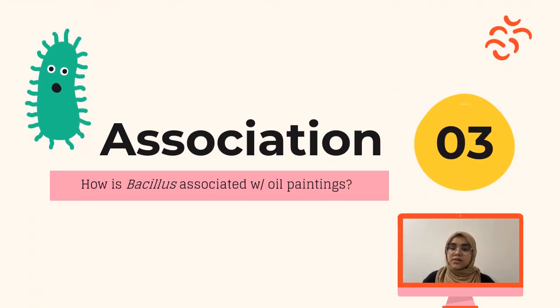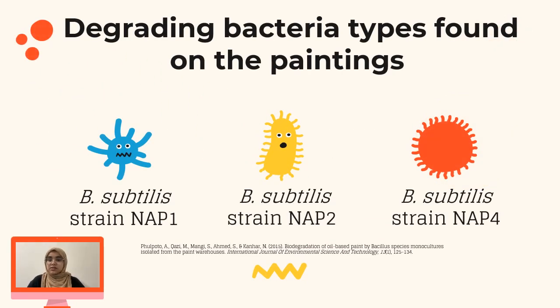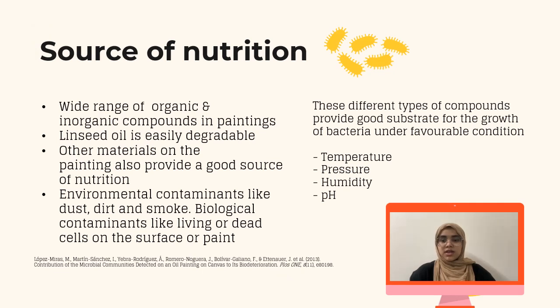Guys, this is Nuha, and I'll be continuing the third part of our presentation, which is the association of Bacillus. There were 3 strains of degrading bacteria that were found on the paintings. These strains were of Bacillus subtilis, of strain 1, NAP1, 2, and 4. Paintings contain a wide range of organic and inorganic compounds, which the microorganisms can use for their growth.